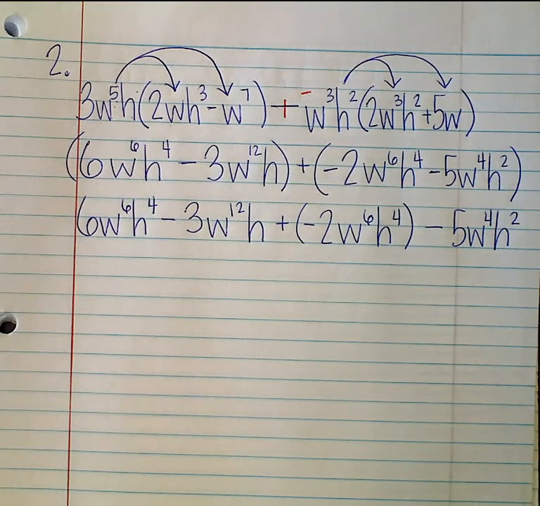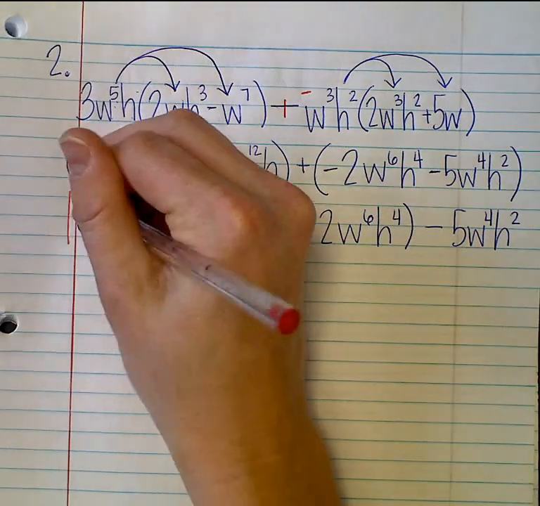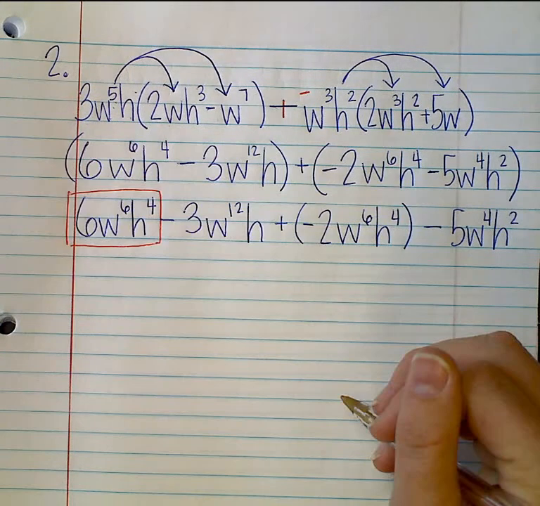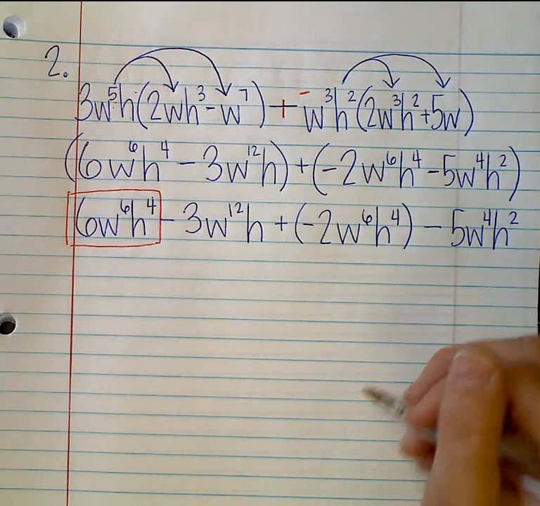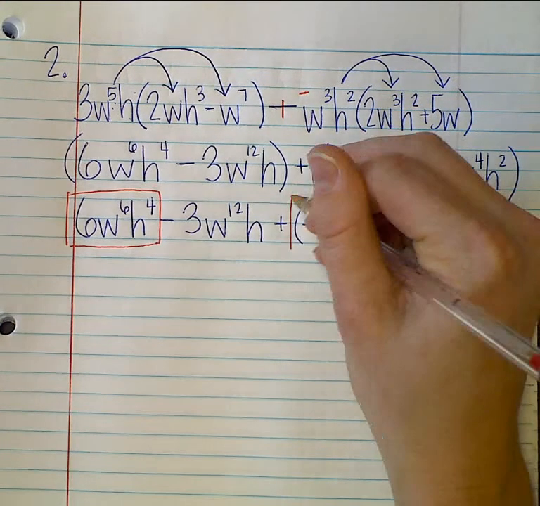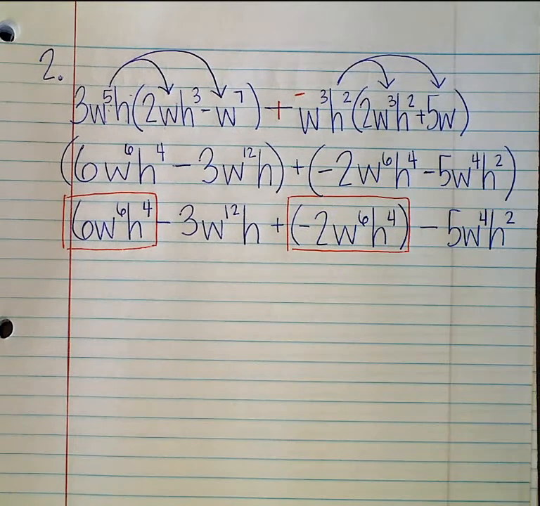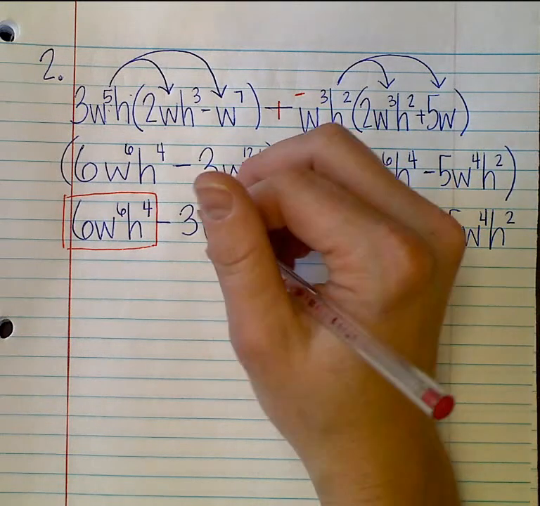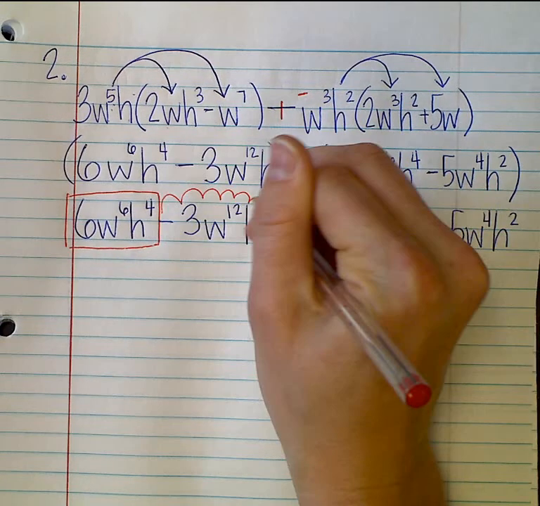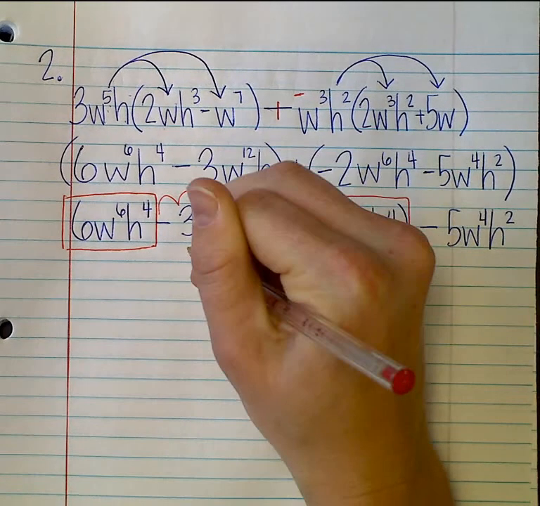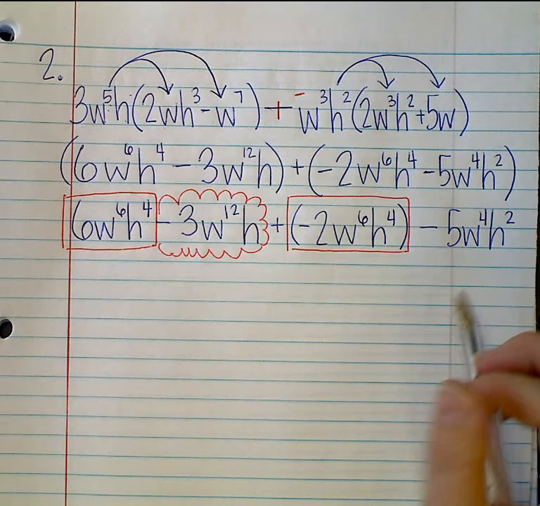Now all we have to do is add and subtract, so I'm going to group together our like terms. Like terms have the same variable and the same exponent. So my like terms are going to be 6w to the 6th power h to the 4th power and negative 2w to the 6th power h to the 4th power. I also have the term negative 3w to the 12th power h, but my last term isn't the same.